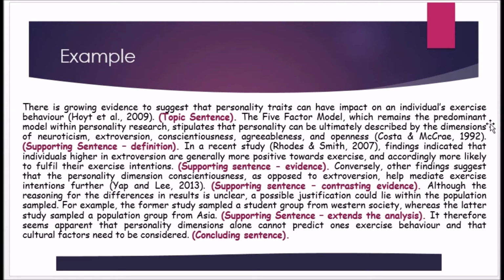I then move on and state that the 5-factor model, which remains the prominent model within personality research, stipulates that personality can be ultimately described by the dimensions of neuroticism, extroversion, conscientiousness, agreeableness, and openness. And this is a supporting statement in the form of a definition. So this sentence helps explain personality to give the reader more of an understanding of such an unclear term.